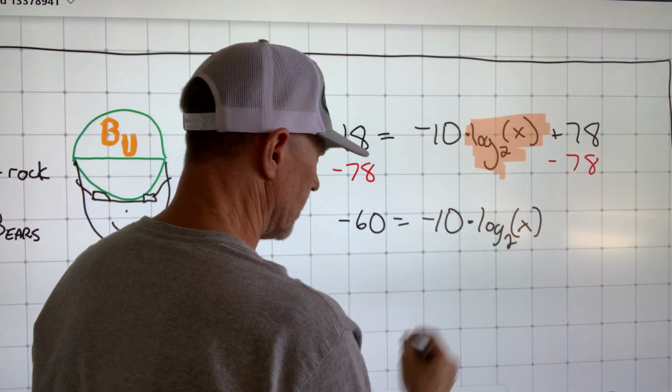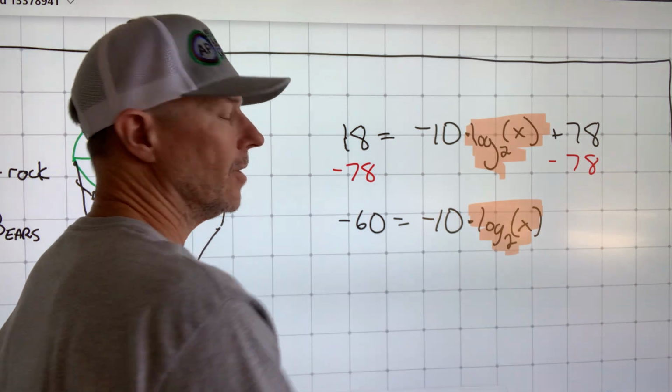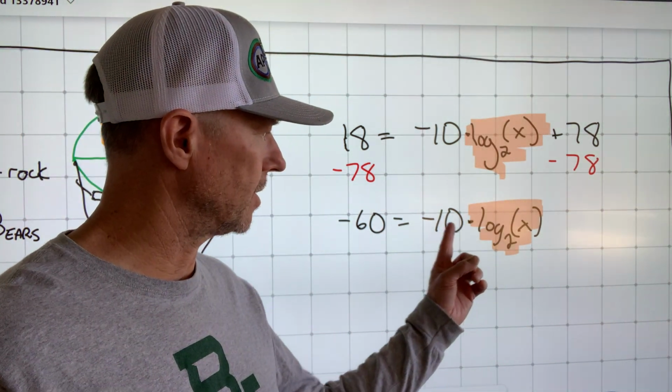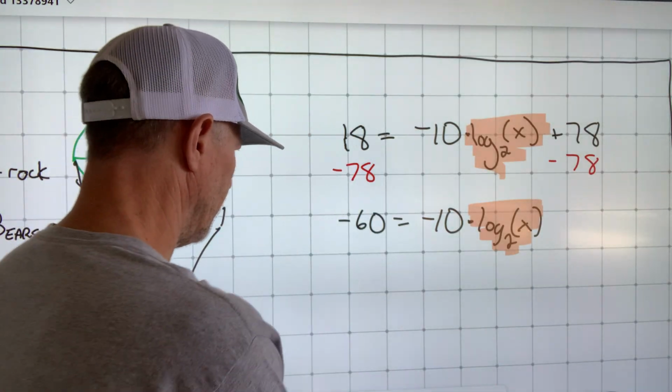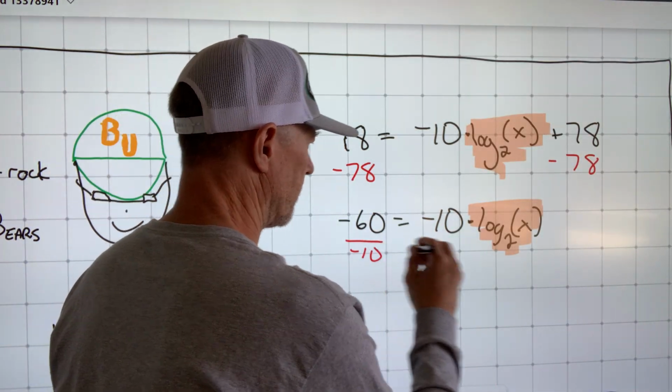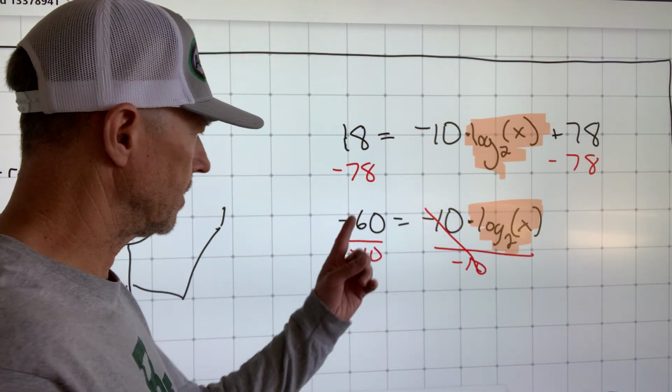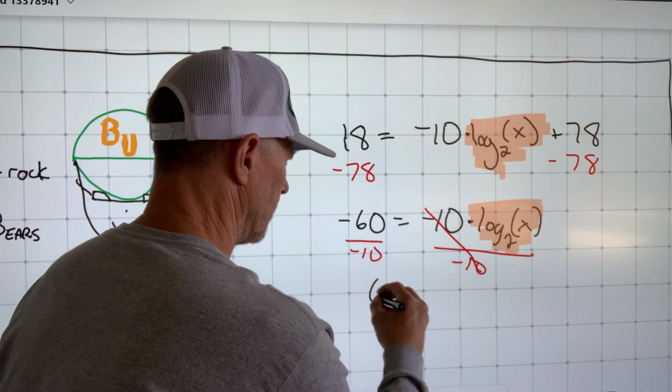Now we're trying to get this logarithm by itself. So the other thing we have to do is divide by this negative 10 to undo this multiplication. We're going to divide by negative 10. So we divide by negative 10 on both sides. Okay, and that's going to give us 6.